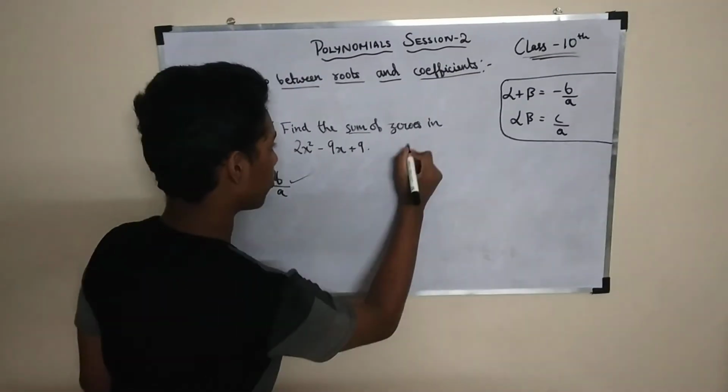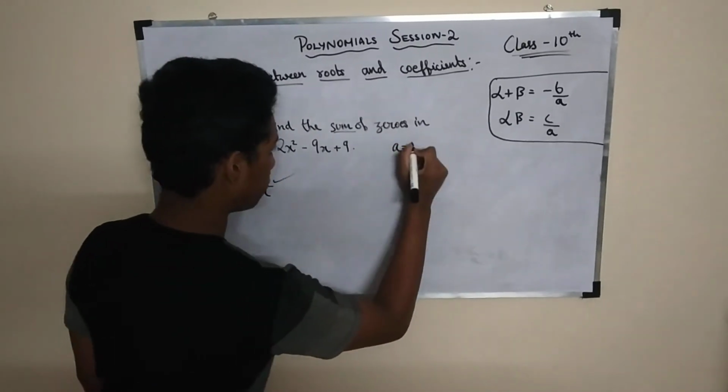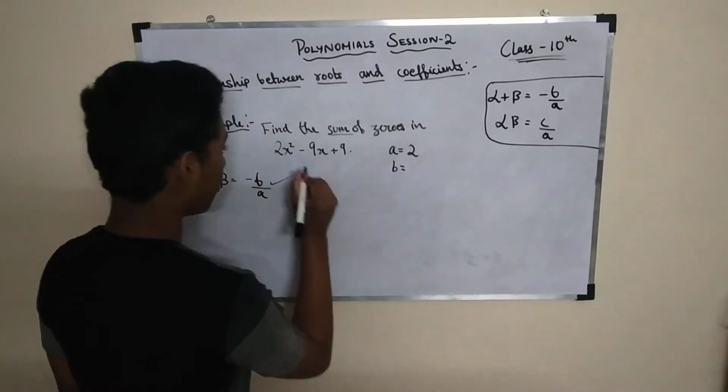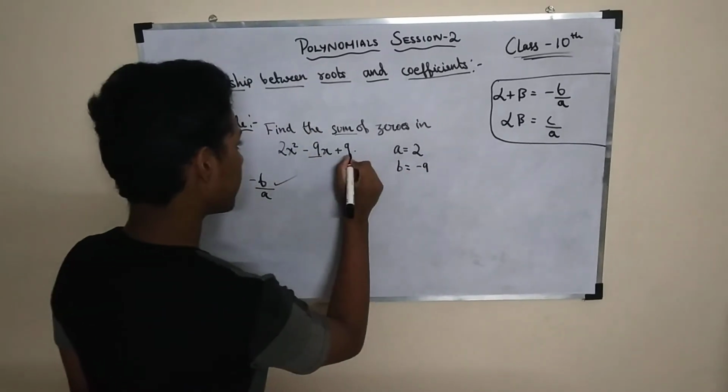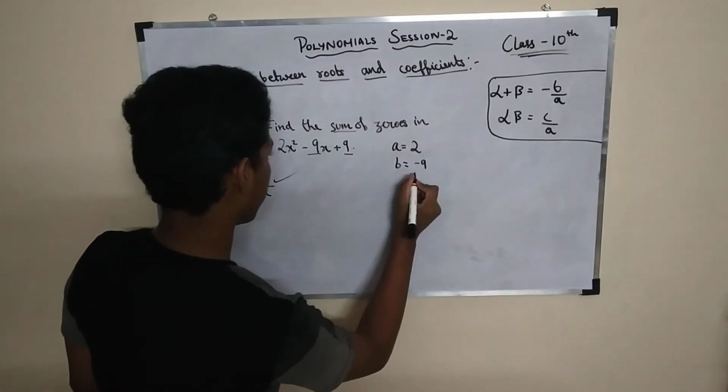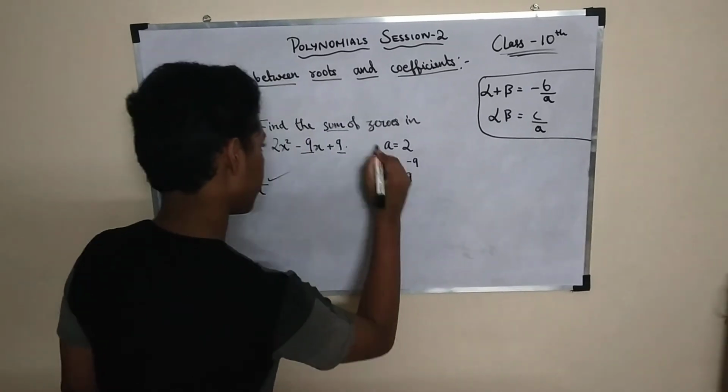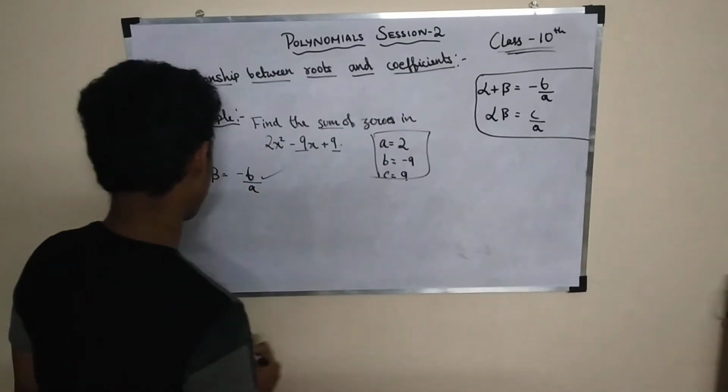So let's just write down the values. A here will be 2. B here will be minus 9. Remember, you should take even the sign. Minus 9. C here also will be 9. Okay, C will be 9. These are the values.